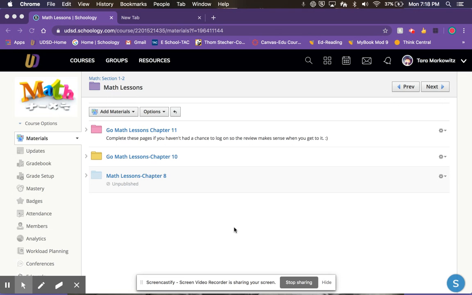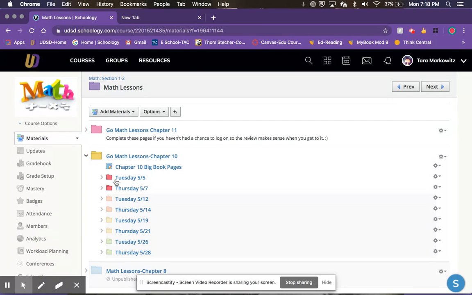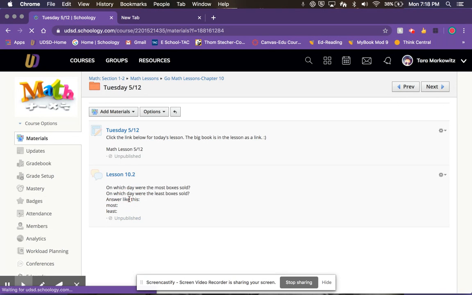Today we have math and science, and you can pick which one you want to start with. I'm going to start with math today. We are in chapter 10 still, so you'll go into the math folder. Today is the 12th. You'll click on that folder. You will see the lesson and then the question, the discussion question.